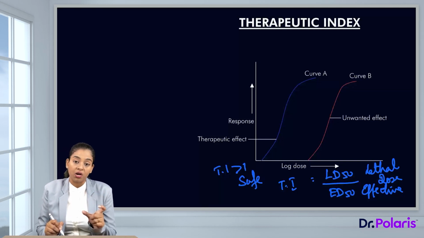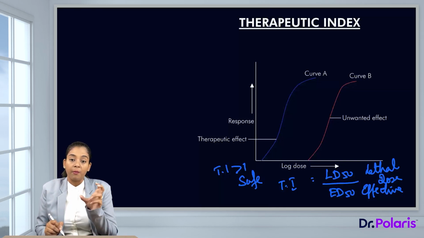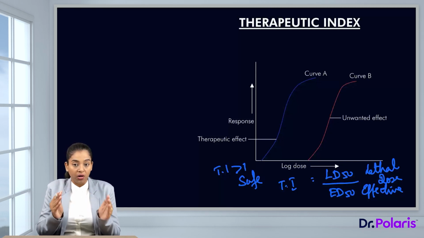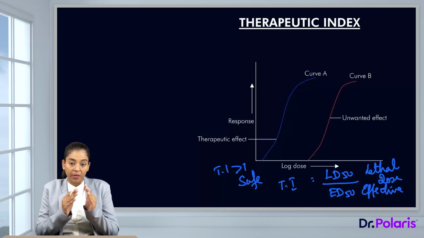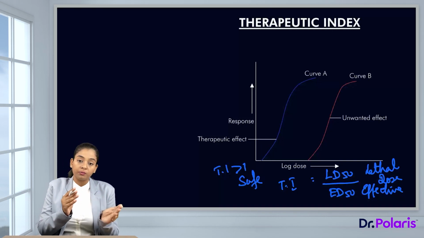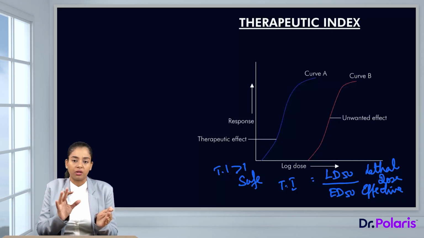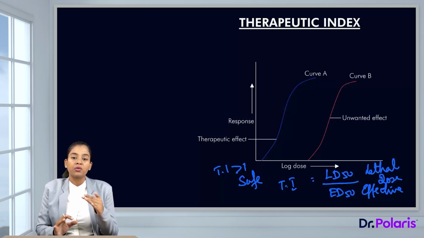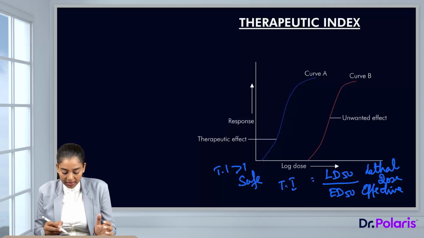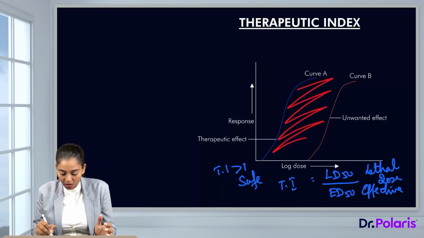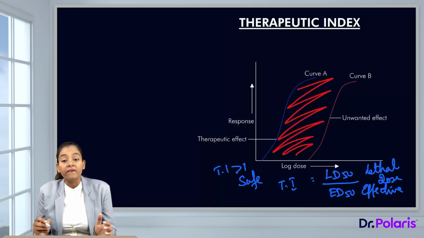So you have to be very cautious while giving the drug, and the dose titration and the plasma concentration of the drug, everything has to be maintained at a particular range. If it is going above, it is definitely going to cause toxicity and it is not good. If it is going below, then the response of the particular drug will not be there. It is going to have loss of efficacy. So this area in between curve A and curve B is called the therapeutic window.